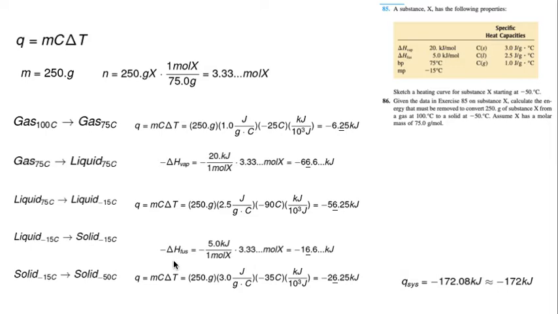The next calculation, again, the change in H associated with the process of fusion, but fusion is going from solid to liquid. And since we're doing the reverse process, we're going to apply a negative sign here, so negative delta H of fusion. And so we have negative 5 kilojoules per mole. Then being multiplied by the number of moles, we get negative 16.6 kilojoules.